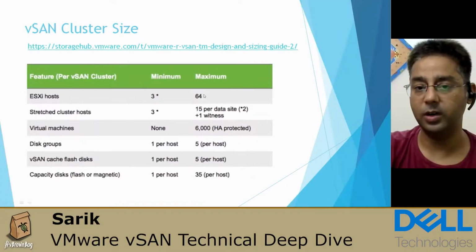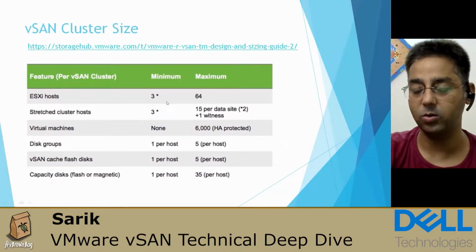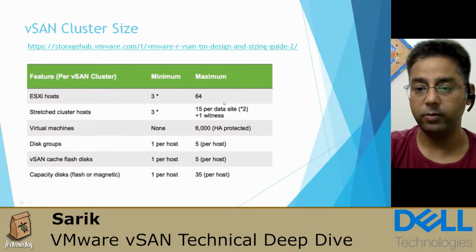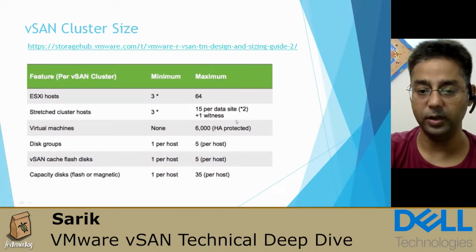We do have some cluster sizing, like what we need. A minimum of 3 ESXi hosts is required within a cluster where we can enable vSAN. We can also open this link and get the design, and size the vSAN cluster as per the requirement or use case. We can have a maximum of 64 ESXi hosts. For a stretch cluster, we can have a minimum of 3 ESXi hosts, with 15 maximum per site and one witness node.